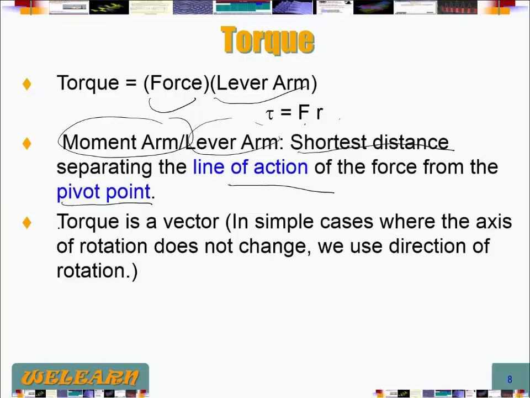Another thing that's important, like force, torque is a vector. In the simplest cases, when the axis of rotation does not change, we use the direction of rotation for the sign of the vector. Like counterclockwise would be positive and clockwise would be negative. But in more complicated cases, when the axis of rotation changes, we'll have to use more sophisticated notions.